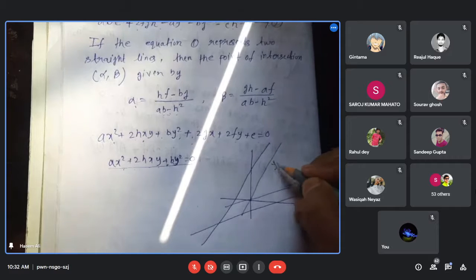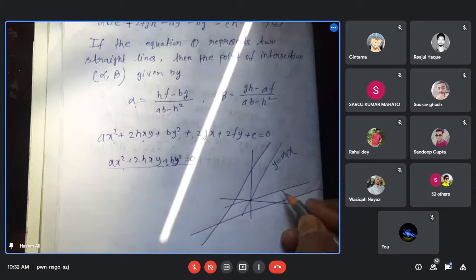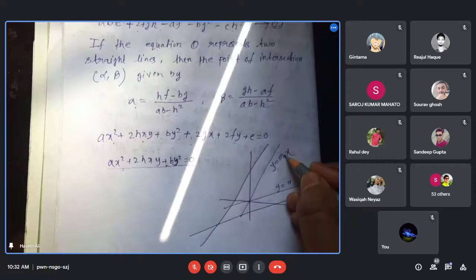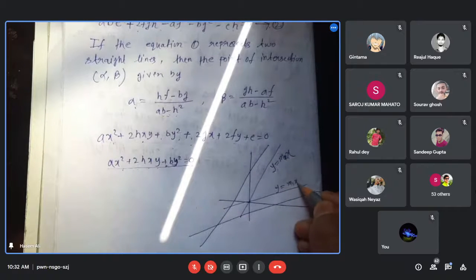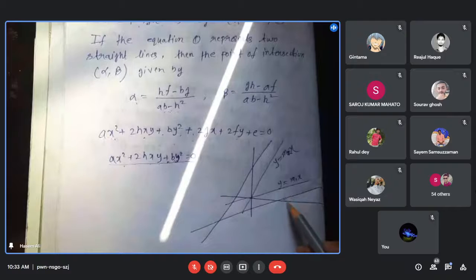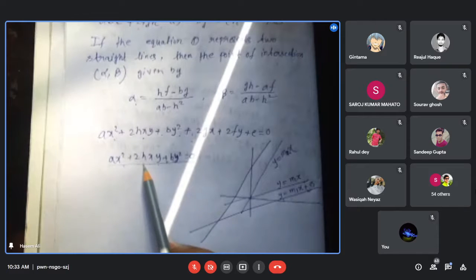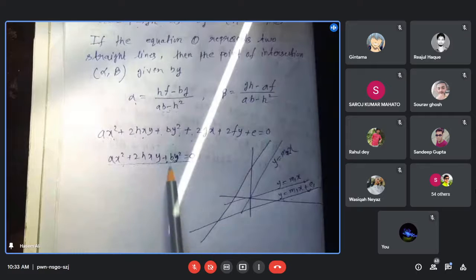So y equals m1x, here y equals m2x. Then the equation of this straight line will be y equals m1x plus c1. That means these two straight lines will be parallel. The theorem states that this equation also represents a pair of straight lines passing through the origin and parallel to the first pair.